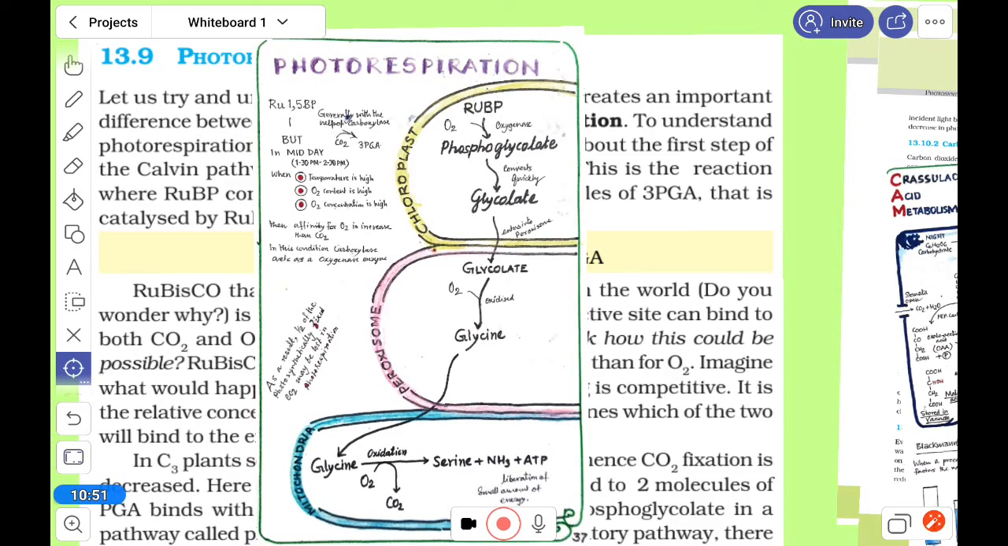Ultimately, this ribulose bisphosphate is unused for the Calvin cycle. Oxygen is used instead, carbon dioxide trapping is not there, so assimilation is less and food is not produced. Instead, a little amount of energy is produced. So this is a destructive type of process in the plant.